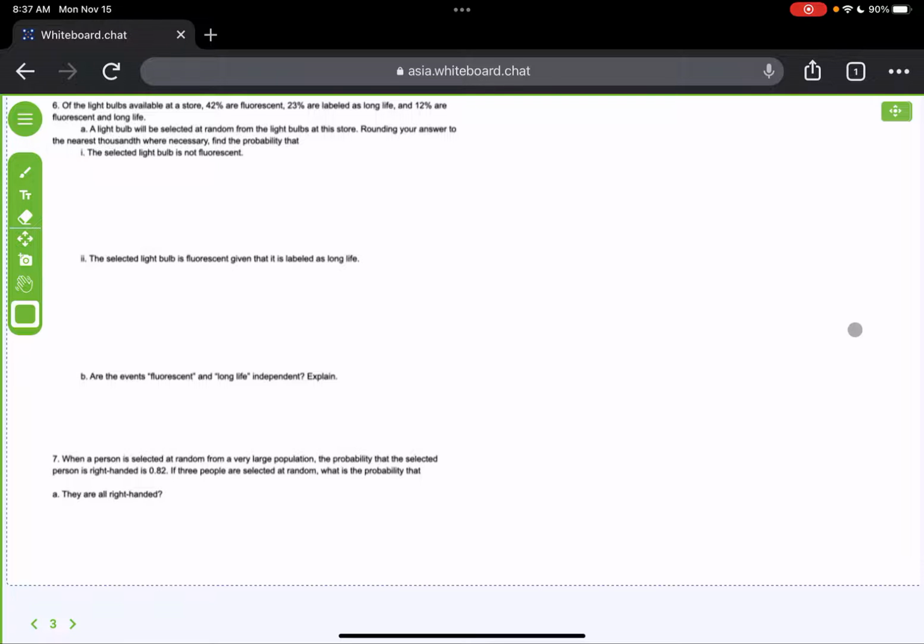Probability that it is not fluorescent is called the what? The complement. So it's a fluorescent complement, right? So we would write that as, let's call fluorescent F. So that would be 1 minus, what was the percentage of fluorescent? 0.42, which is going to be 0.58 or 58%. Right? Everybody good? All right.